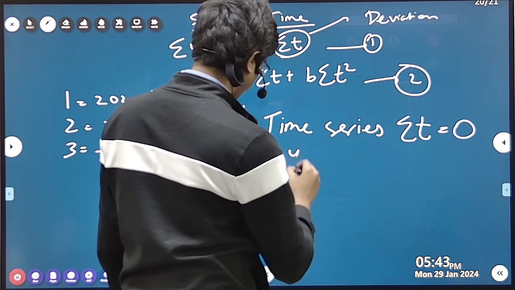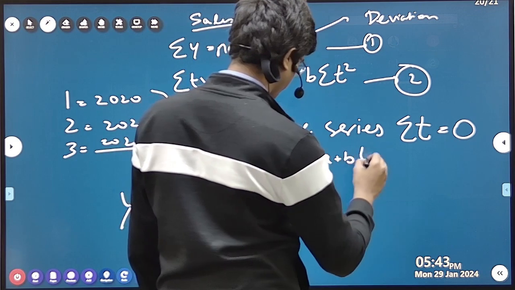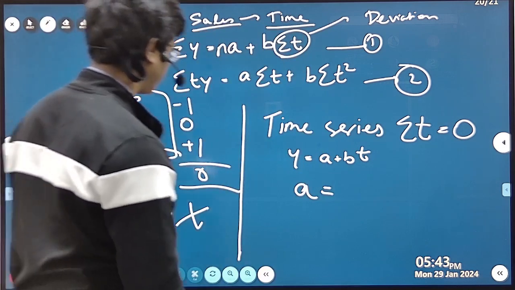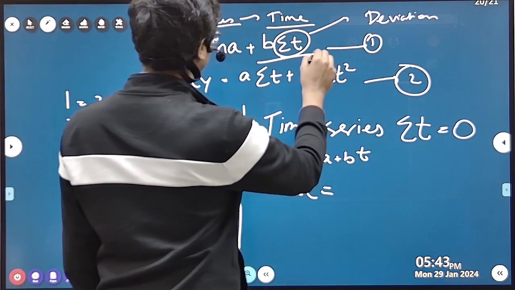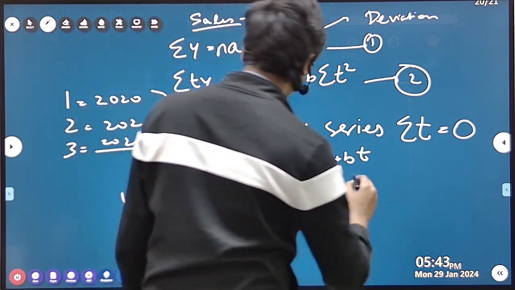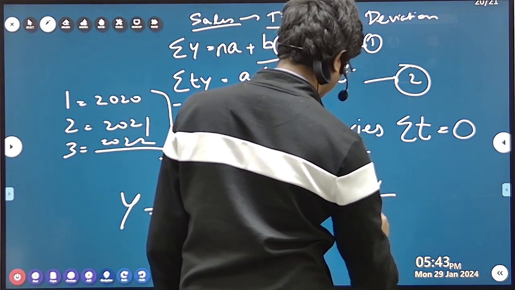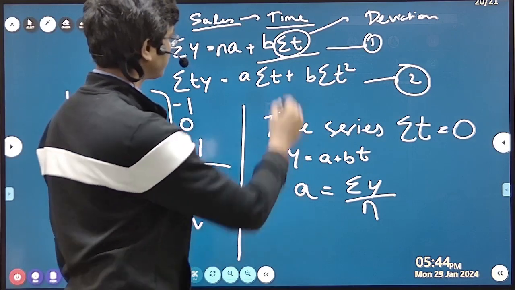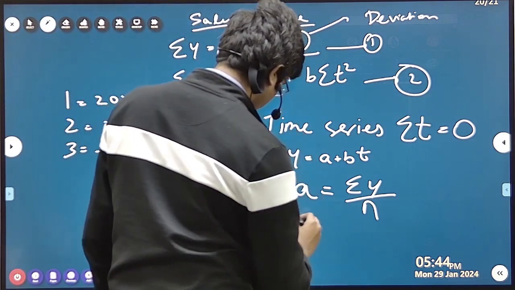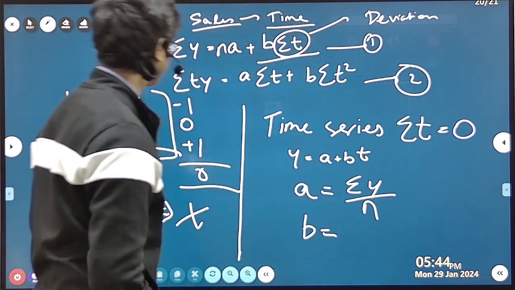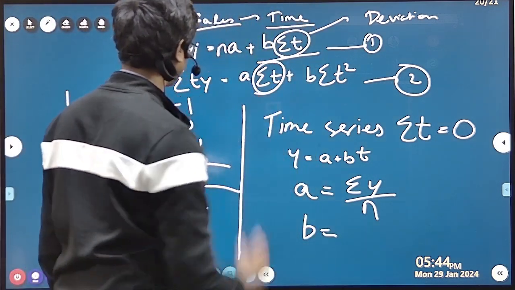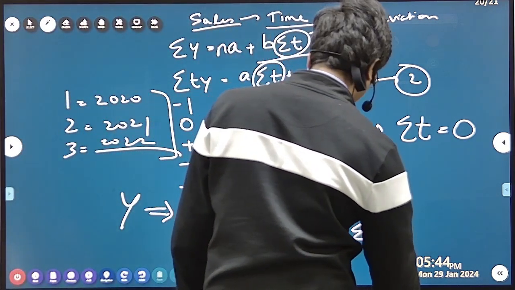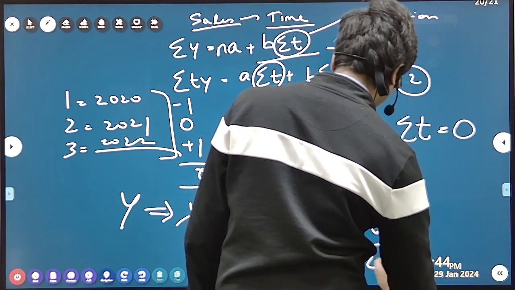So in y equal to a plus bt, which is the equation, I can say a equal to, if I substitute 0 in my equation 1, so this is 0, right? So a will be my sigma y by n, right? Because this is 0. Now same thing, if I do it here, this is 0, right? So my b will be sigma ty by sigma t square.